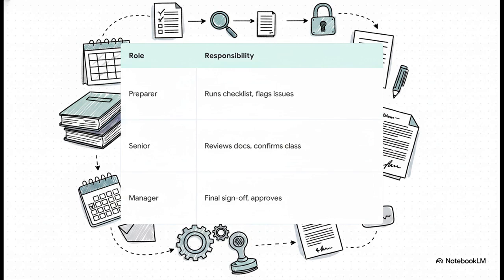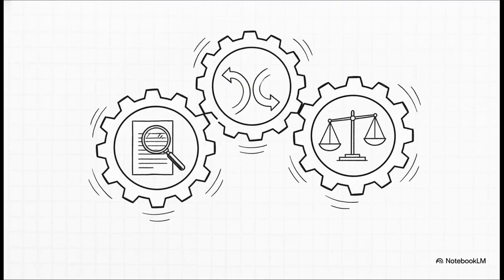If you're the preparer, your job is running the checklist, flagging going concern triggers, and spotting potential discontinued operations right away. If you're the reviewer or senior, you're the one reviewing that documentation, confirming the classifications, and rigorously checking consistency. And if you're the manager, you hold the final keys. You sign off on going concern, formally approve any liquidation basis applications, and review those audit-ready disclosures before they go anywhere.